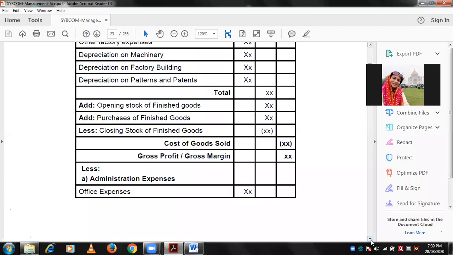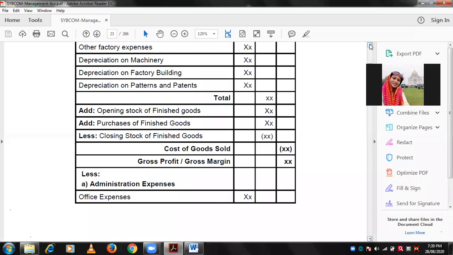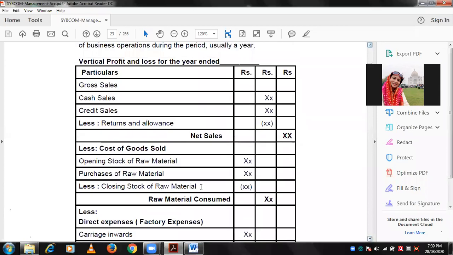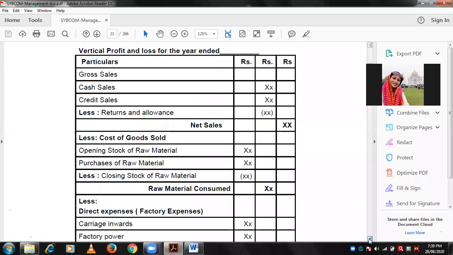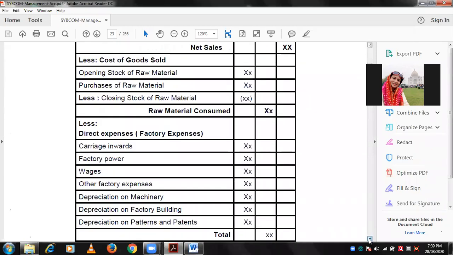Okay. So first, how are we going to get the cost of goods sold? This cost of goods sold involves many items, that is, of the trading account. Okay, so cost of goods sold is arrived at like this. First, we start with the opening stock of raw material. Then we have to add the purchase of raw material. Then we have to deduct the closing stock of raw material. So we get the raw material consumed.